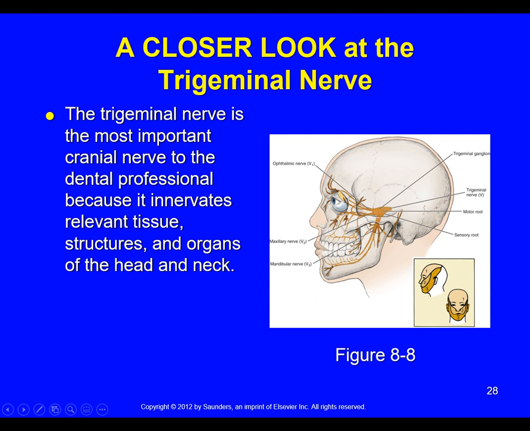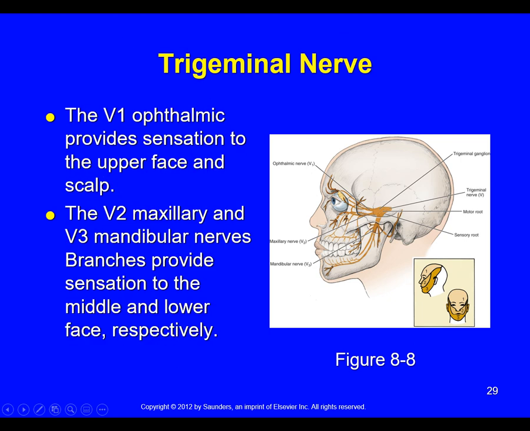This second part of the video is going to take a closer look at the trigeminal nerve. This is the most important cranial nerve to us because it innervates the relevant tissue, structures, and organs of the head and neck. The trigeminal has three branches. We've been talking about V1, V2, and V3 being part of the trigeminal.